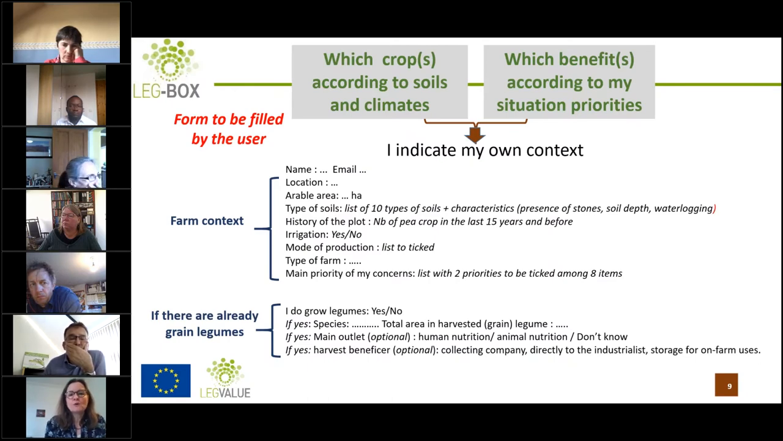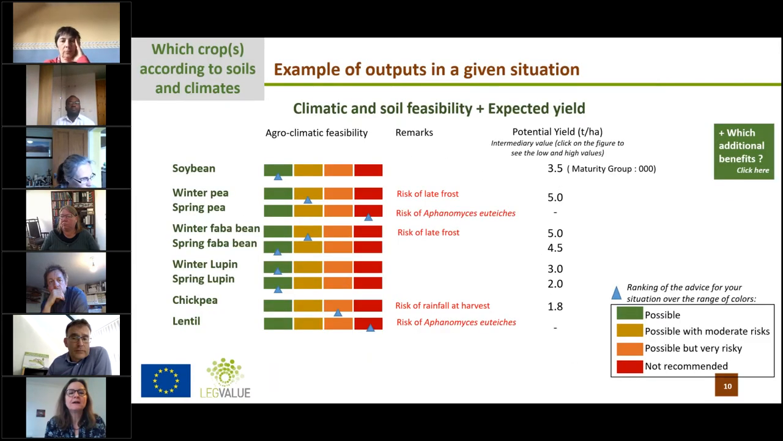There are 2 other modules. The user is invited to fill in a form to give more precision on his context, both on the farm context, so the location, history, and type of production, and so on, and more details in case he has already grown or is growing some grain legumes, about the species and the outlet. After filling in this information, the tool will provide him a display on the feasibility, the technical feasibility first.